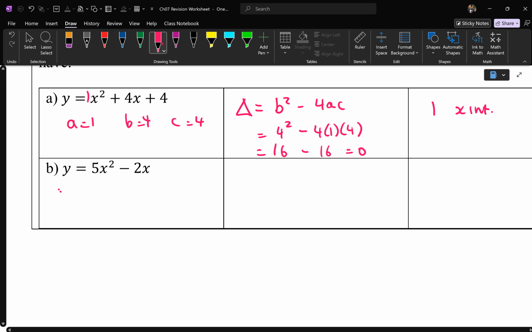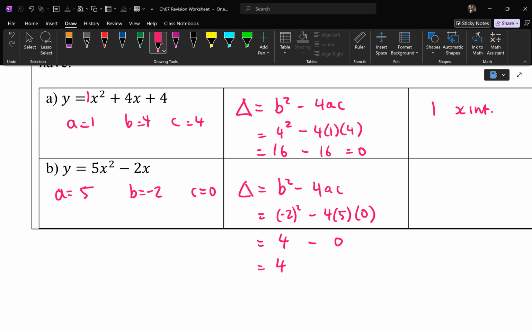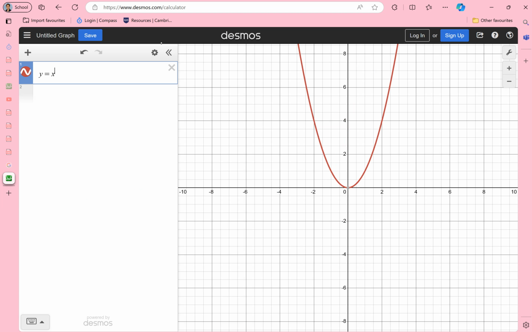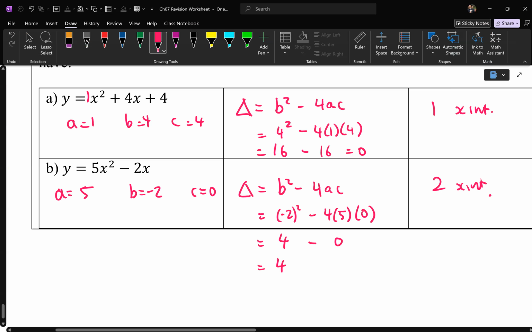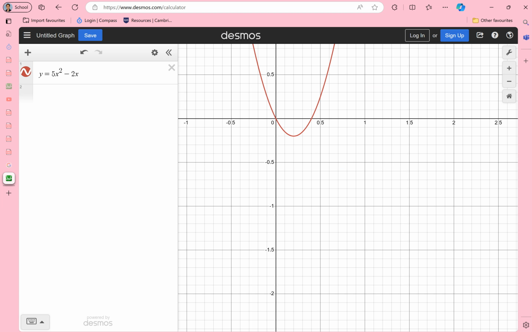Let's do the same thing again for this one. a is 5. b is negative 2. c is clearly 0. The discriminant is b squared minus 4ac. So you can see it's negative 2 squared minus 4 times 5 times 0. That gives you 4 minus 0, and the answer is 4. The discriminant is 4. If you have a positive value, how many x-intercepts do you expect? 2. Let's check it. So I type it in. Next one, whoops, this one is 5x squared minus 2x. There you go. 2 x-intercepts.